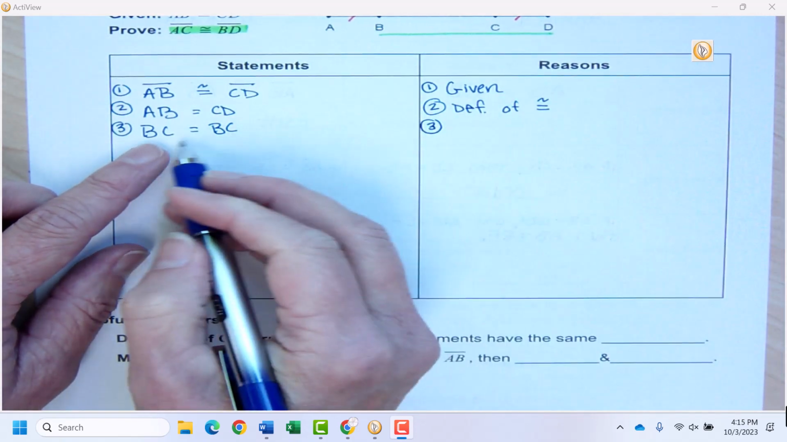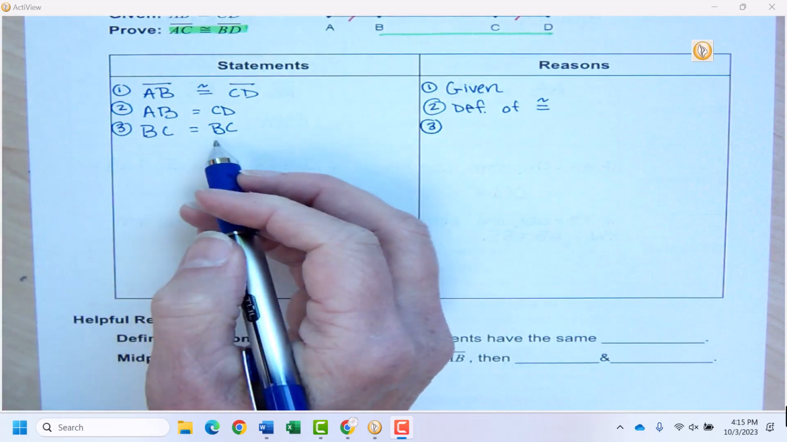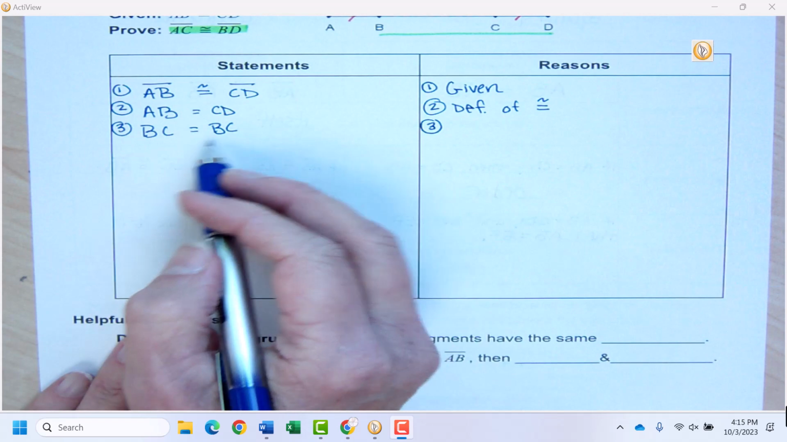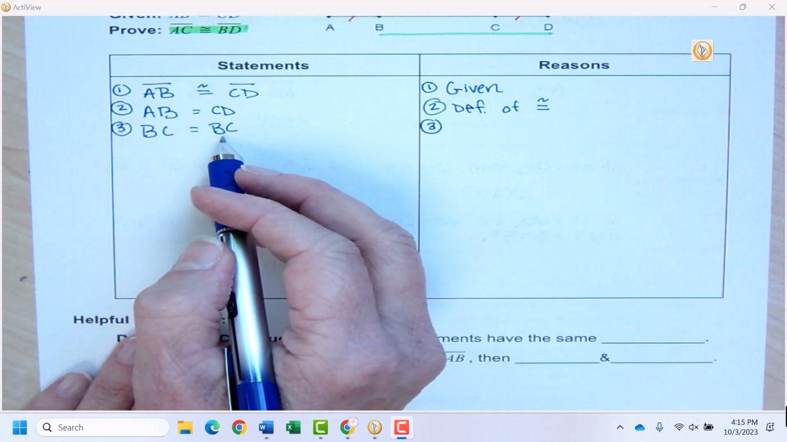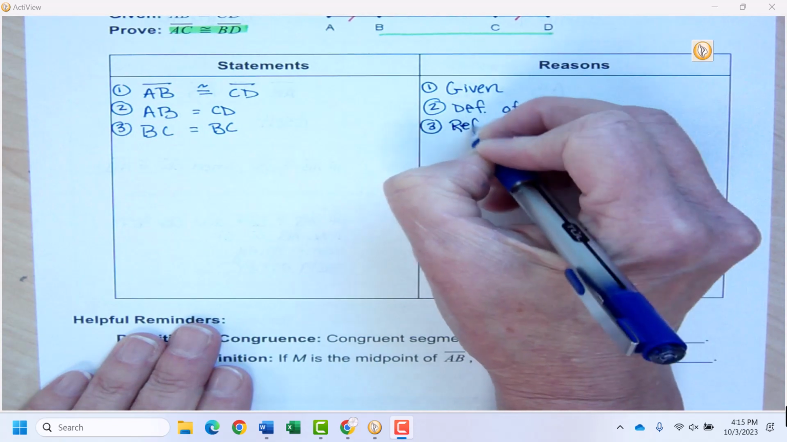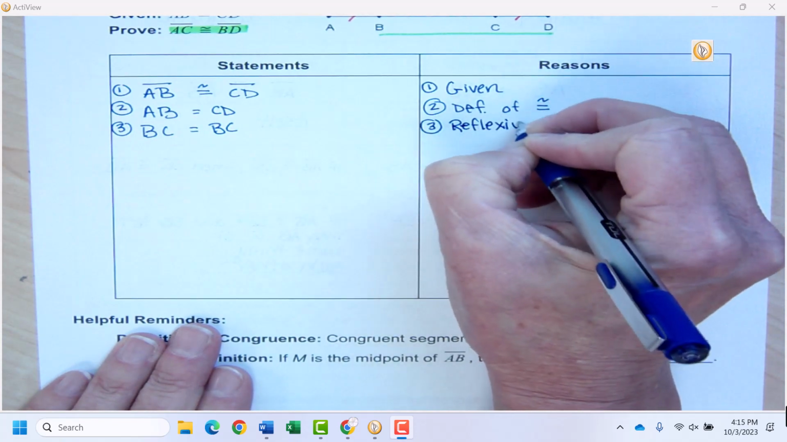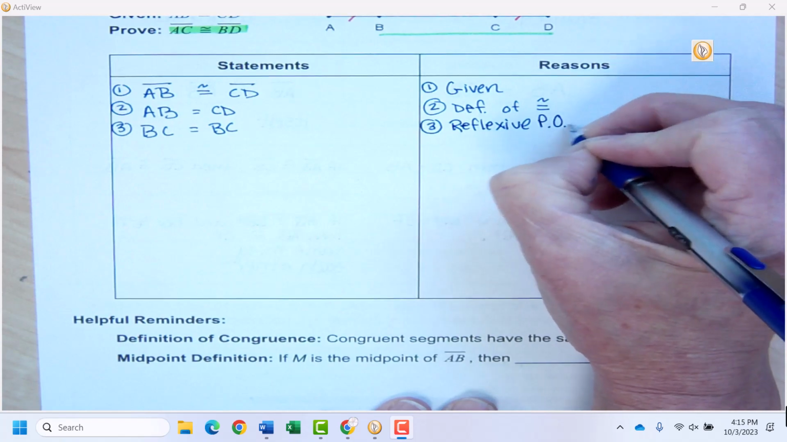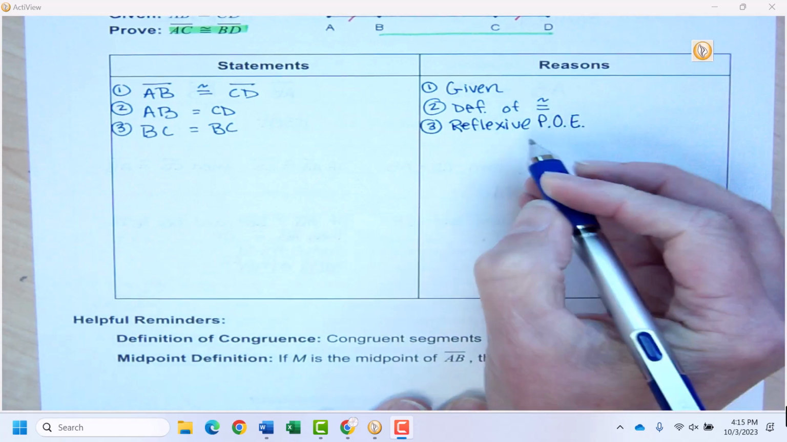But maybe you can remember which one of those properties that we talked about on the flip side is when something is equal to itself. I can say that from the reflexive, that's an R. I'm going to write POE for property of equality.